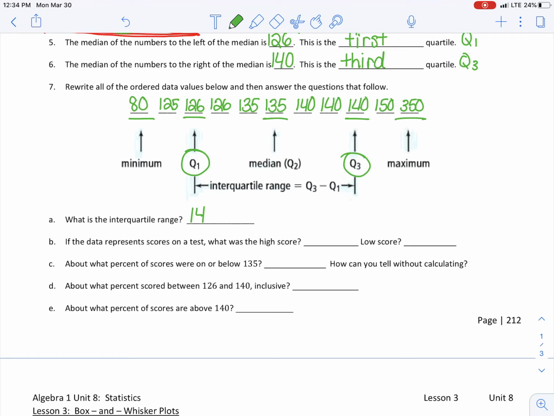For part B, it says if the data represents scores on a test, what was the highest score? Well, now we're looking at our maximum. That's the best score that somebody got. So we have a high score of 350. And we have a low score at our minimum of 80.